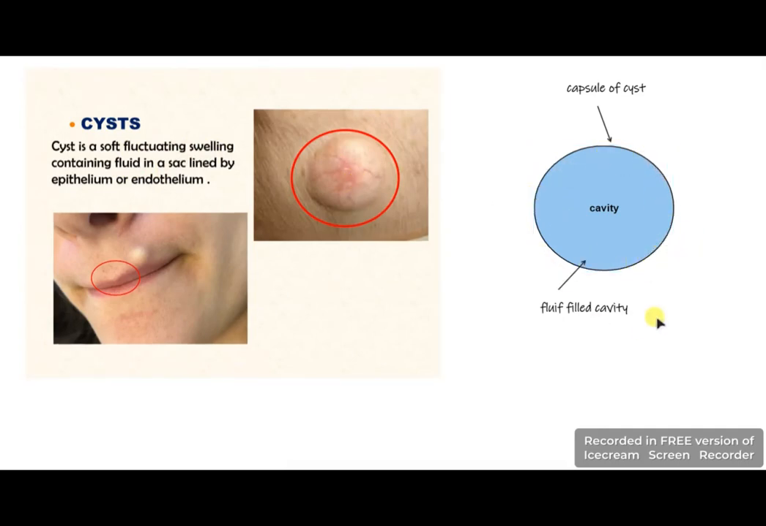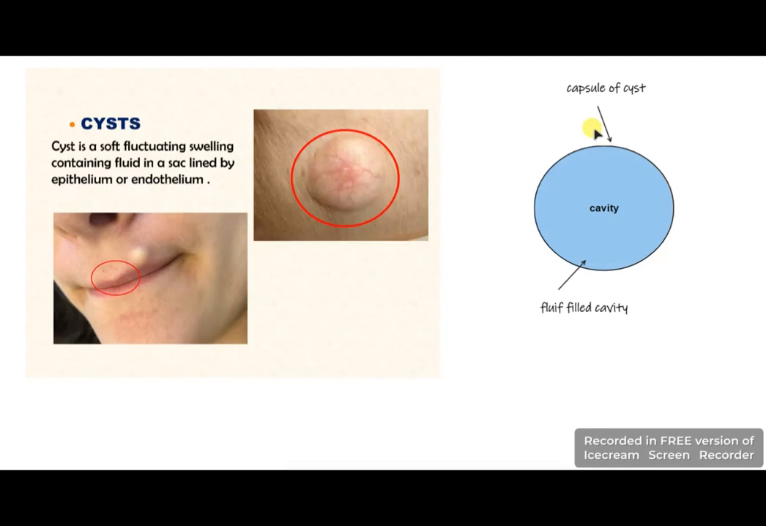Cyst is a cavity formation where fluid is collected inside, surrounded or lined by a capsule, and this can occur at any site on the body. Okay, so this is the cavity which is filled with fluid. For example, it can be filled with mucus, pus or exudate, and the margin lining it is known as the capsule of the cyst.